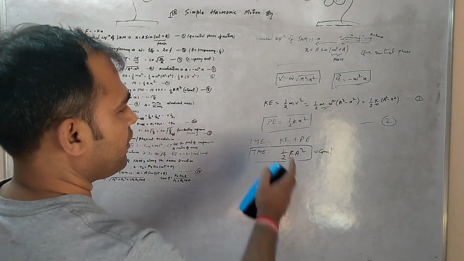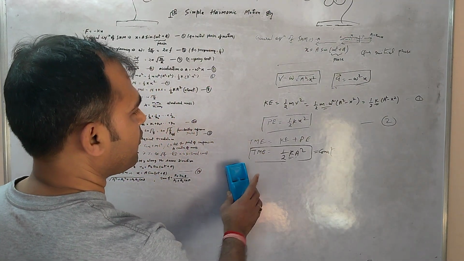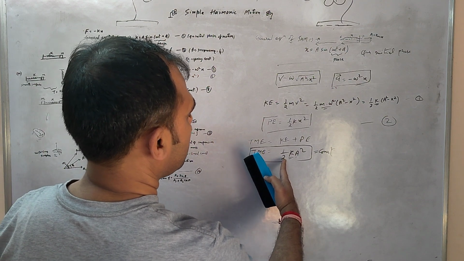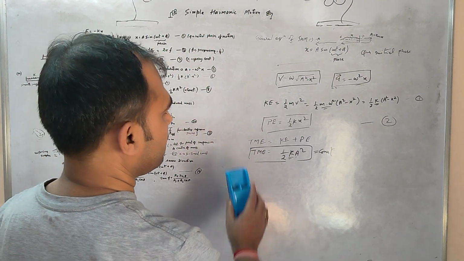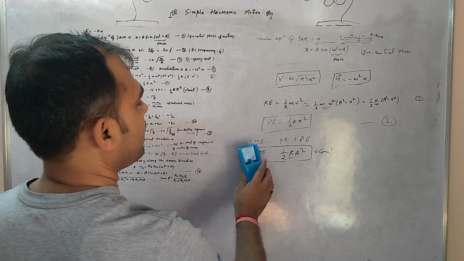This is very important. This helps us to solve many problems. So remember this, the total mechanical energy is half k a square, and that is constant throughout the motion from minus a to a, at any time.